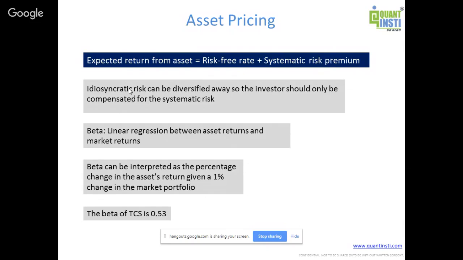Okay. So how do I know the systematic risk of any asset? Any guesses? It's already there on the slide, but any guesses? I can't hear you.